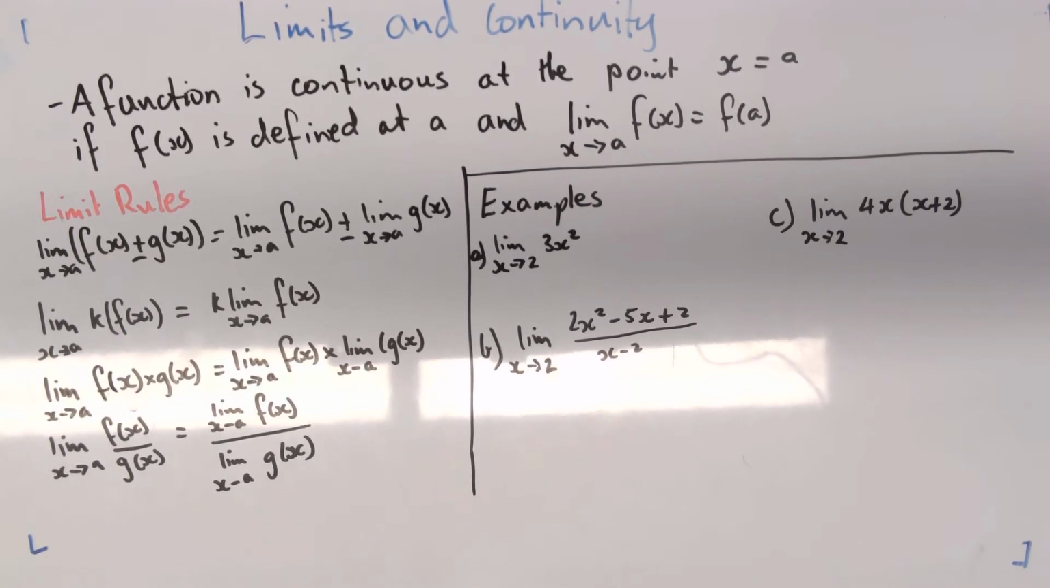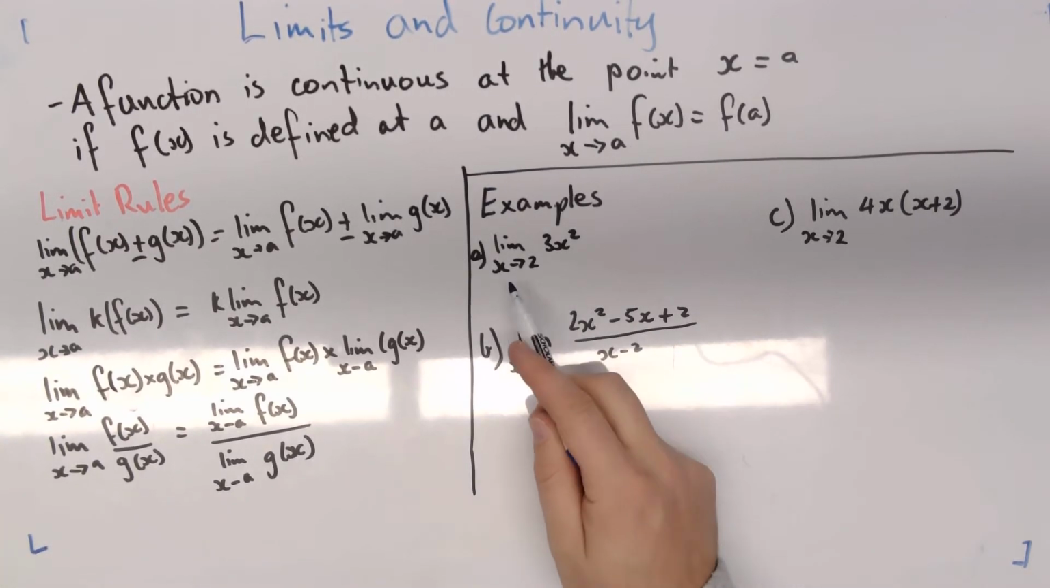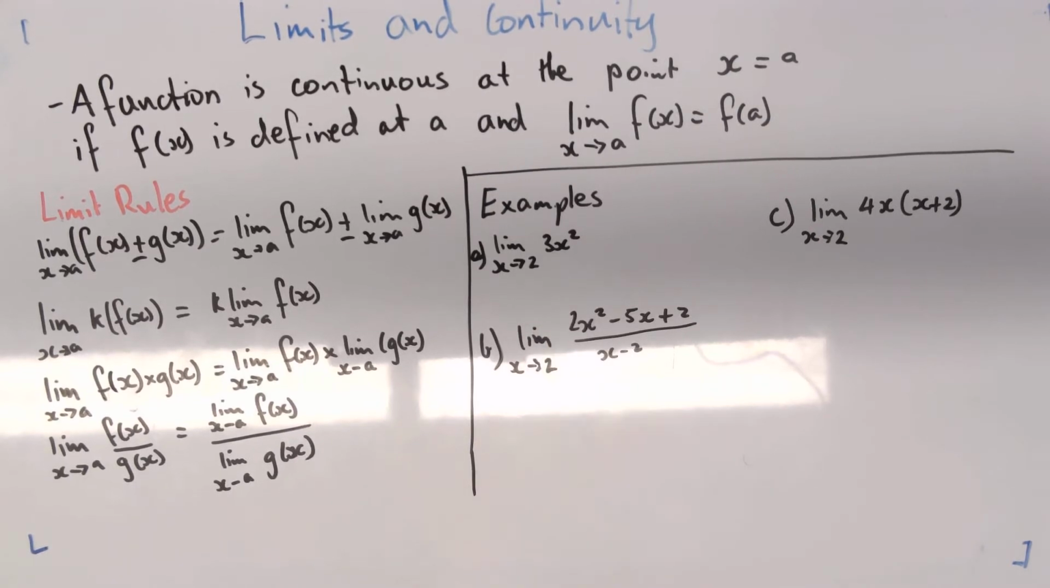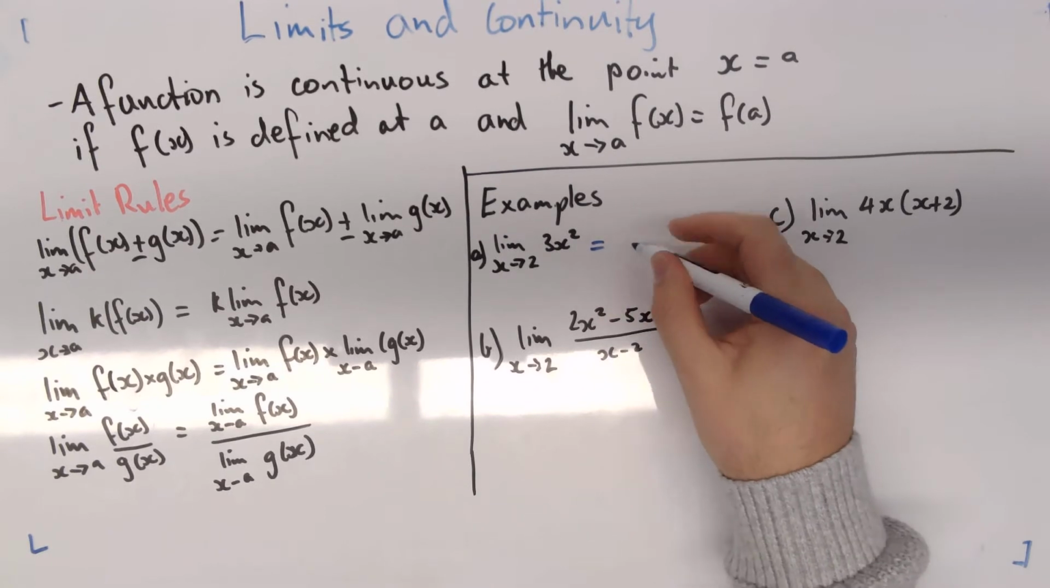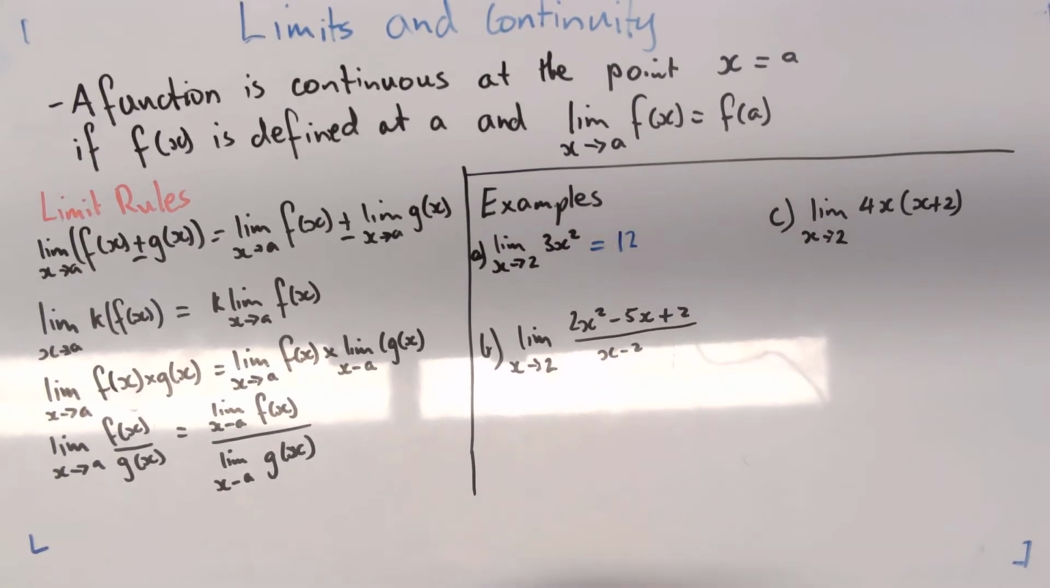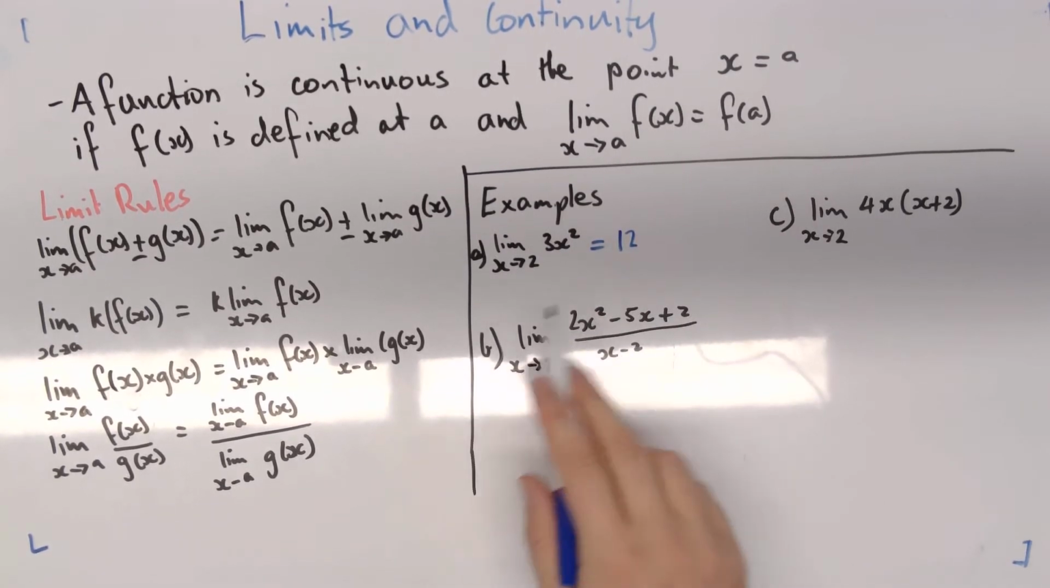So we've got the limit as x approaches 2 of 3x squared. All we're going to do is sub 2 into 3x squared. So we'd say that equals 12. That's the most straightforward one.